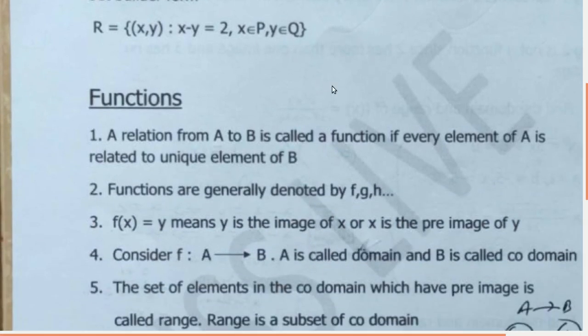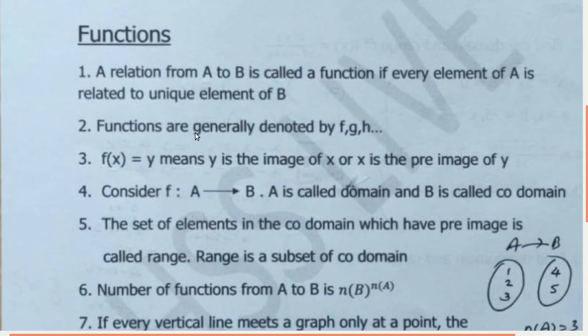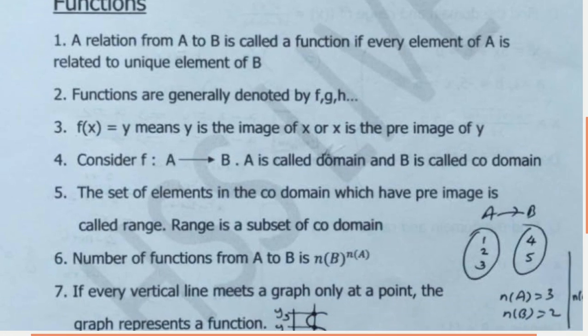Then we are moving to the second part, functions. You know what functions are. A relation from A to B is called a function if every element of A is related to a unique element of B. Okay, that's very well known for us. Functions are generally denoted by f, g, h, etc. f of x equal to y means y is the image of x, or x is the pre-image of y. Consider f from A to B. A is called the domain, B is called the codomain. The set of elements in the codomain which have a pre-image is called the range. We know about range. Range is always a subset of the codomain.